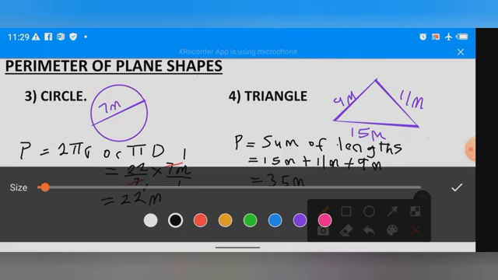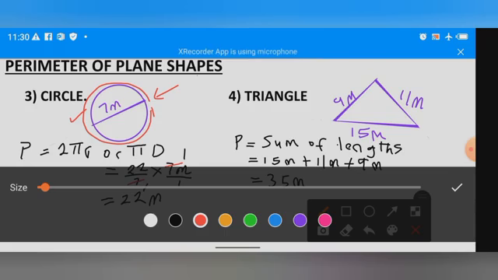So if we are to find the perimeter of this circle here, it means the distance from this point. If we start from this point, the distance round and back to this point is what we refer to as perimeter.